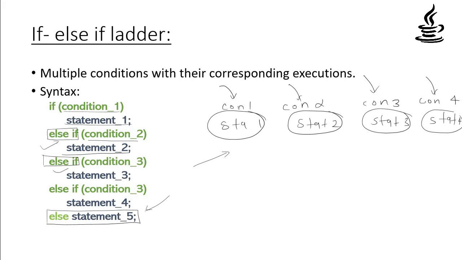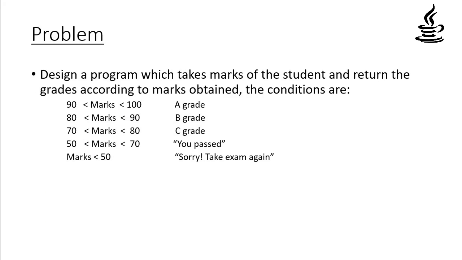So to understand this, let's look at a problem statement. Suppose we have to design a program which takes marks of the student and returns the grade according to marks obtained, and the conditions are that if the marks is greater than 90 and less than 100, then give an A grade. If the marks is greater than 80 and less than 90, then give a B grade. If marks is greater than 70 but less than 80, then give a C grade. And if the marks is greater than 50 but less than 70, then give "You passed".